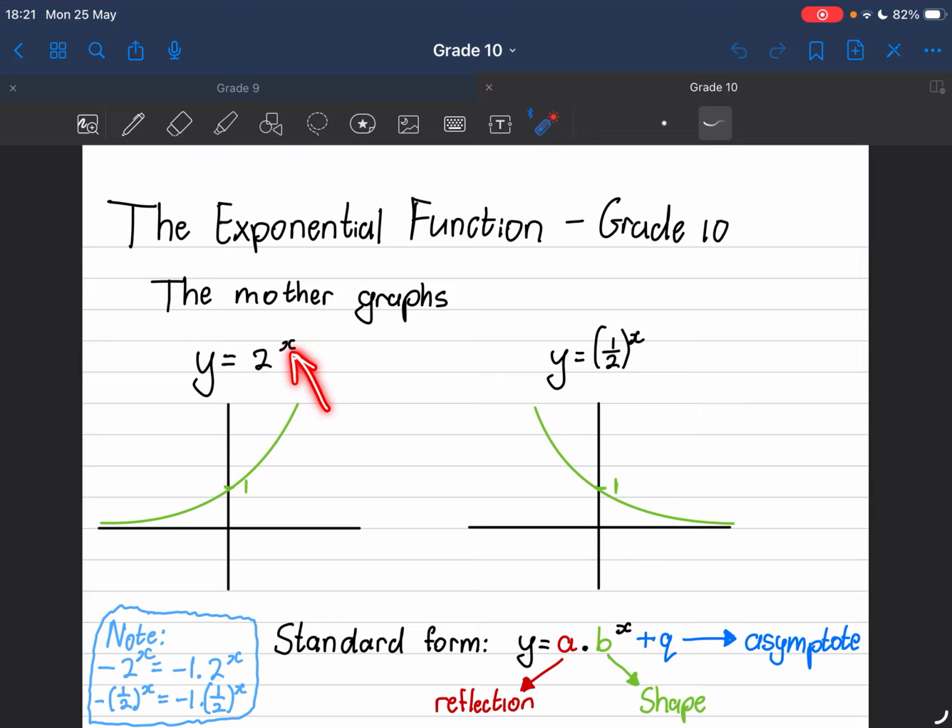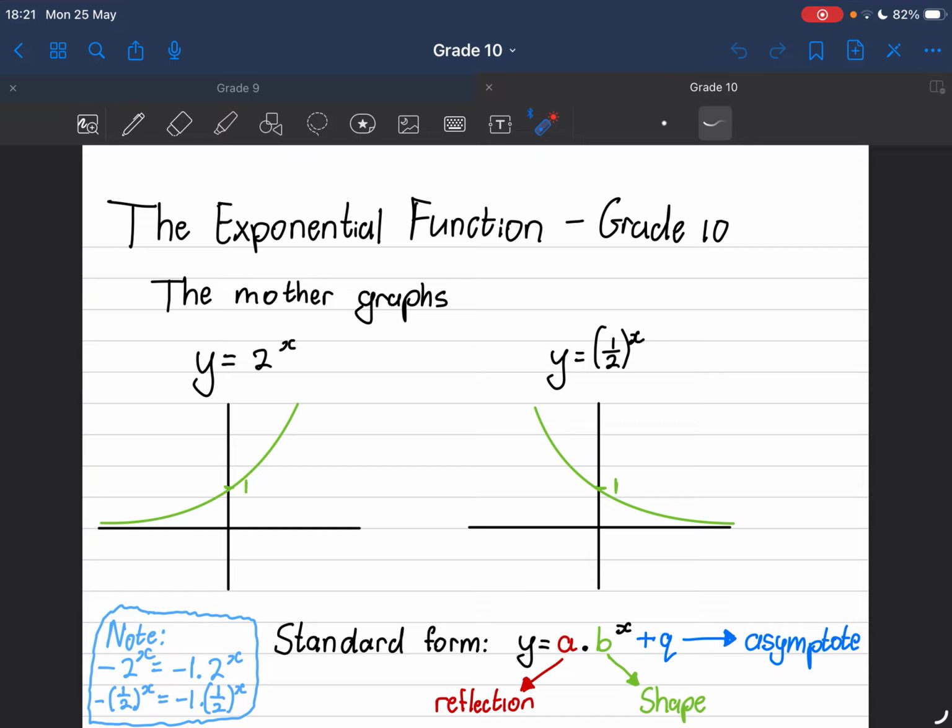We're going to start by putting in, let's say, 0. 2 to the power 0 is equal to 1. So when x is equal to 0, y is equal to 1. Our first coordinate would be, therefore, (0; 1). As you plot points, the next one is 2 squared, which is 4, and then 2 cubed, which is 8. Your graph starts to rise at an exponential rate. If you use negative values, you get 2 to the negative 2, which is 1 over 4. So it decreases towards the left at an exponential rate.